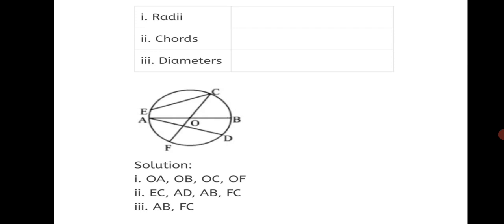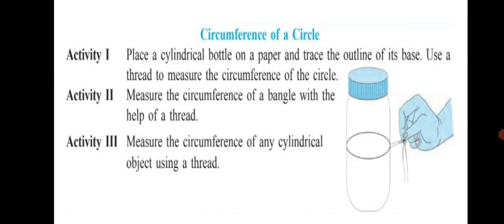Now we are going to learn how to find the circumference of a circle. For that, we have an activity. Place a cylindrical bottle on a paper and trace the outline of its base. Use a thread to measure the circumference of the circle. Another activity. Measure the circumference of a bangle with the help of a thread. Third, measure the circumference of any cylindrical object using a thread. So this is how you can find the circumference of a circular object using a thread.